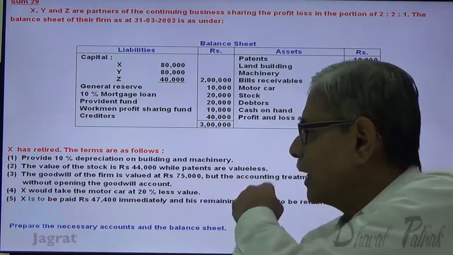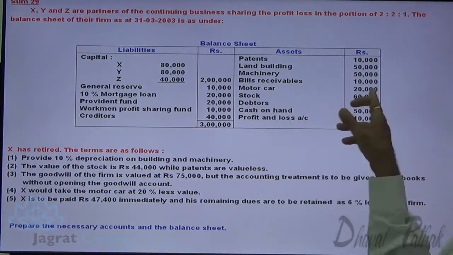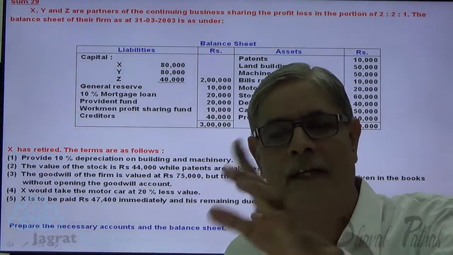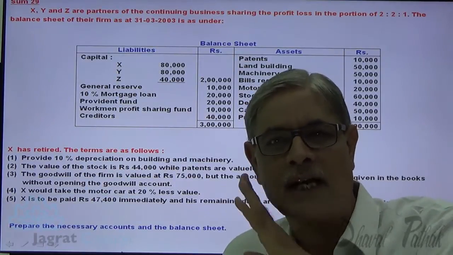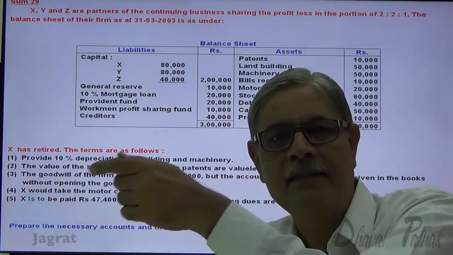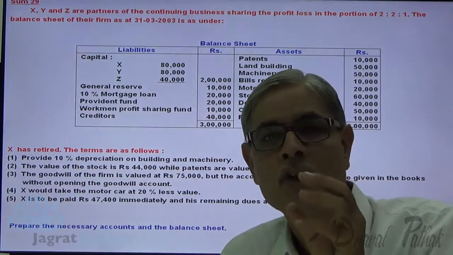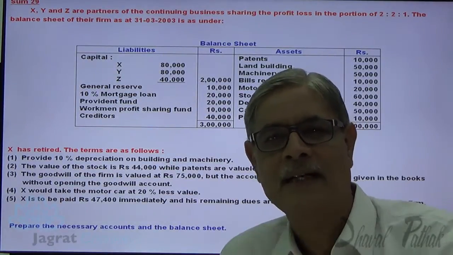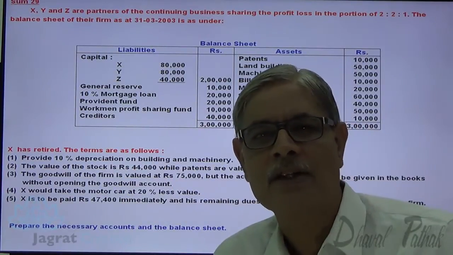X would take the motor car at 20% less value. X is a retiring partner. Motor car value is 20,000. Decline is 20%. 20,000 into 20%, 4,000 decline. So X has taken the motor car at a value of 16,000. X is the receiver, debit the receiver, X capital account debit 16,000, loss on transfer 4,000 debited to revaluation account, motor car account gets credited with 20,000. As motor car is transferred, it will not appear in the balance sheet after retirement.